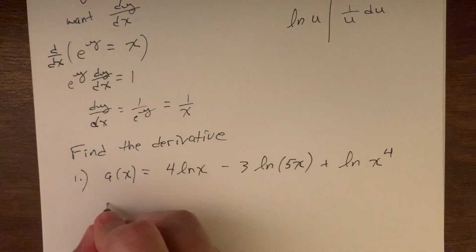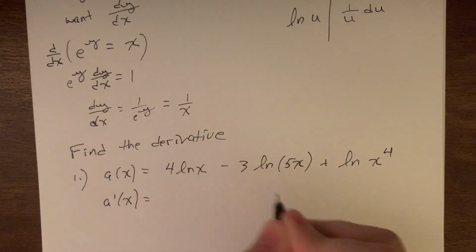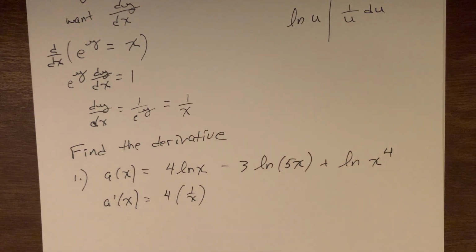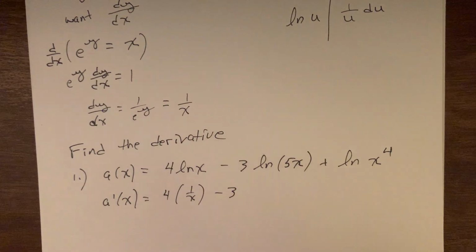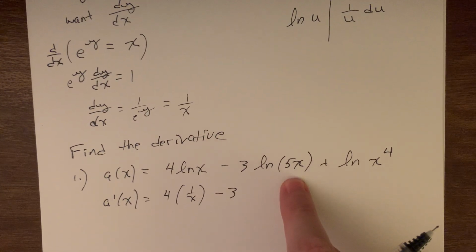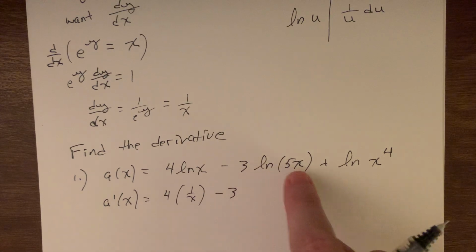And now we could just one at a time take those derivatives. 4 times 1 over x. The multiplier just pushes along. The next one, the minus 3 pushes along. But now again, you've got a little bit more here. So the derivative of log of 5x.